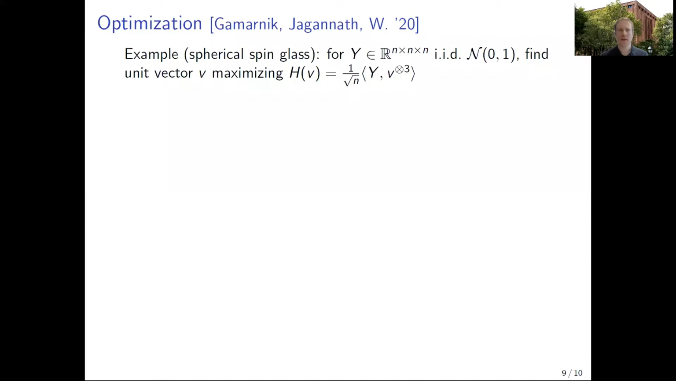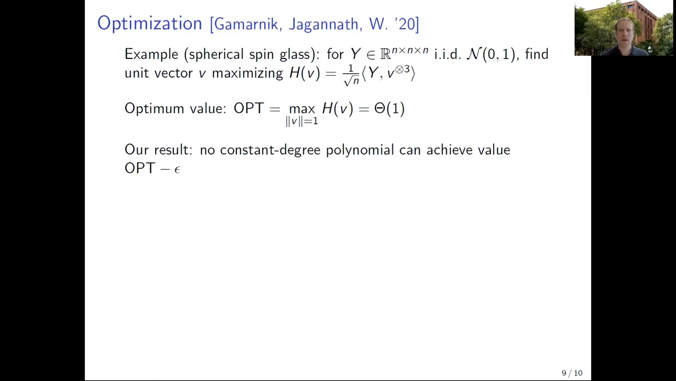Finally, let's talk about the optimization problem. So here, a simple example problem is where I give you a random Gaussian tensor, n by n by n, and the goal is to find a unit vector that maximizes the cubic form. Here, the normalization ensures that the optimum value is some constant, and our result is that no constant degree polynomial can optimize all the way to the optimum value.